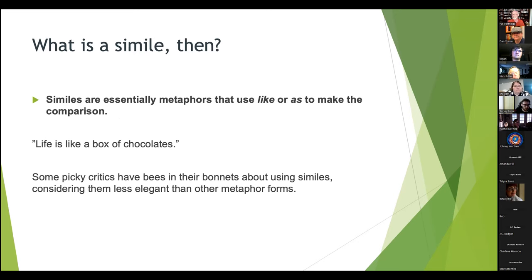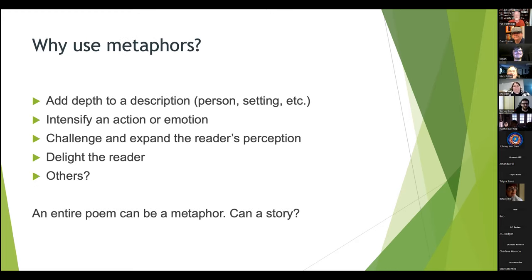So then what is a simile? Well, similes are essentially metaphors that use "like" or "as" to make the comparison. Certainly a very well-known one: "Life is like a box of chocolates." That one, of course, had an extended description of the metaphor as the movie progressed. There are some picky critics who will argue that similes are not as strong as more evolved metaphors, but I think that's hogwash. But I think hogwash is a metaphor too. Here I want to get other people's thoughts as well.